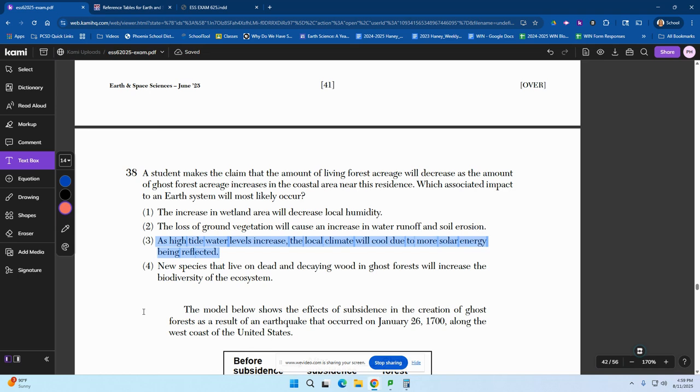And then 4, new species that live on dead and decaying wood in ghost forests will increase the biodiversity of the ecosystem. Again, with those dead and decaying trees, you're going to lose animals at the same time, right? So our best answer here that we can support based off of what we're reading about is answer number 2.